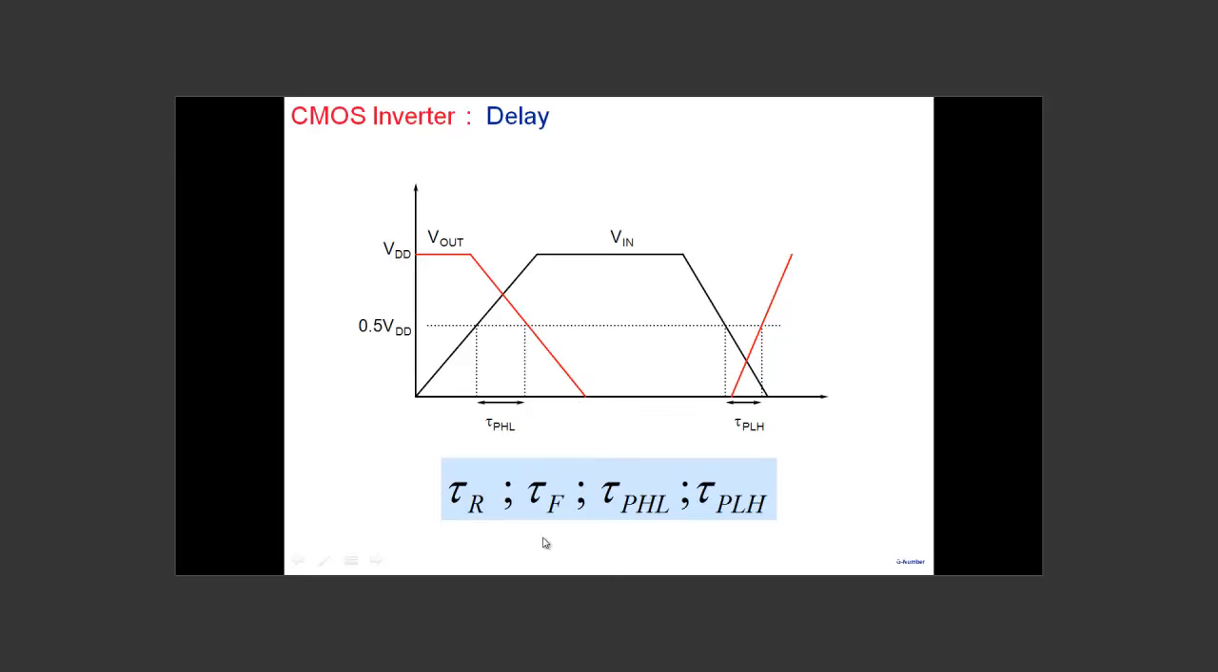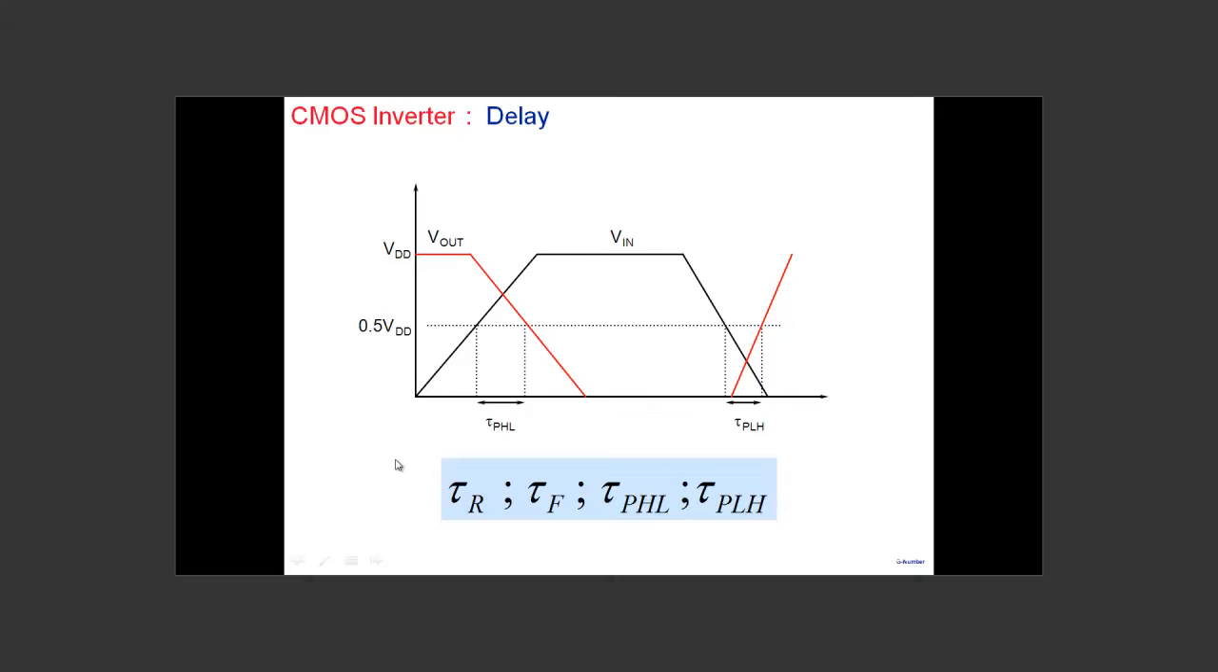So the most important ones are tau PHL and tau PLH. These are the ones that we normally use to indicate how fast the inverter is. Tau R and tau F are also important, but relatively less so.